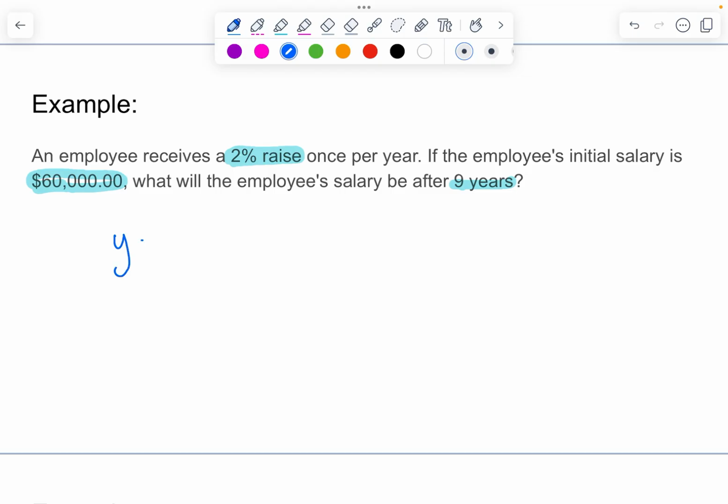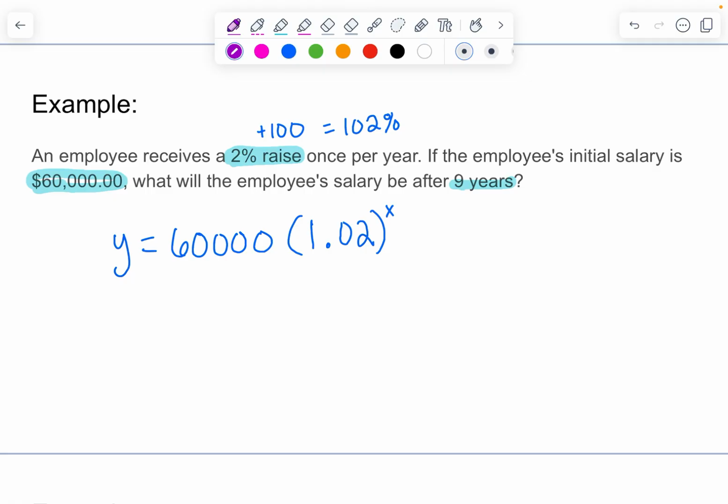So if I'm going to write a function for this, it's increasing by percentage, that's exponential growth. I'm going to start with 60,000, and I want to show that it increased by 2%. So I'm going to add 100 to that, which gives me 102%. Convert that to the decimal. Remember, dividing it by 100 to make that happen, so 1.02 to the x. That would be our function. Now, if I want to calculate where it would be at the 9-year mark, I can just plug a 9 in where the x is and calculate that.